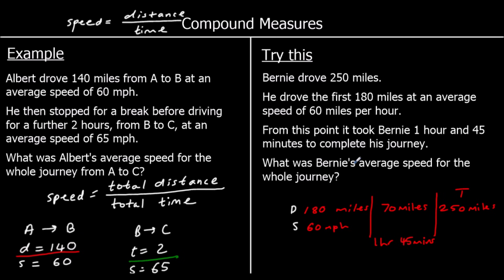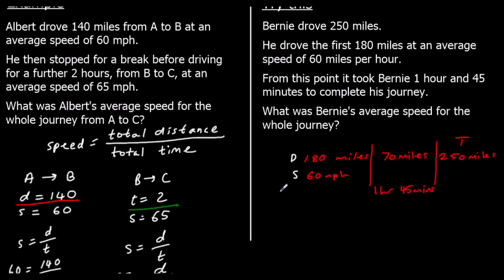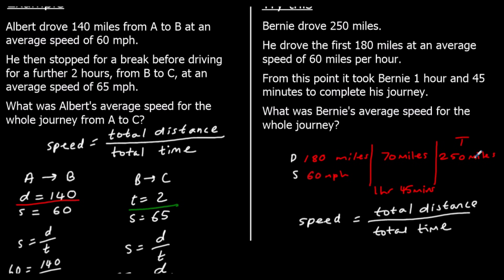So again, we want the average speed for the whole journey. So we want speed, it's going to be total distance, which we know is 250, over total time, which we don't know yet. So it's going to be 250 over the total time, which we're going to work out.